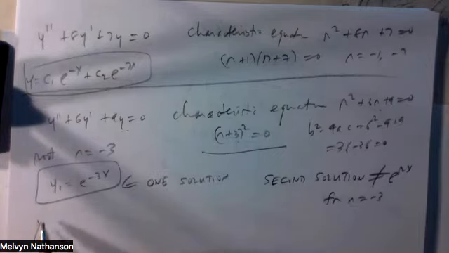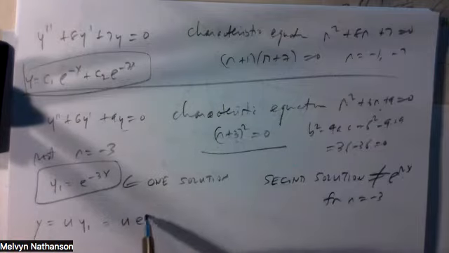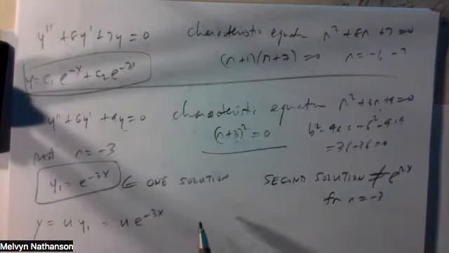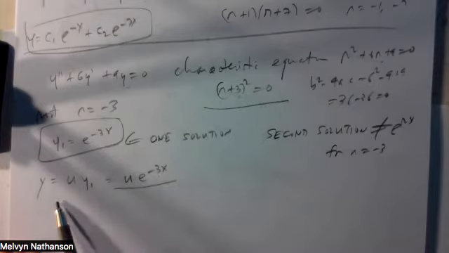So, as an experiment, or by repeating the idea that worked in the situation in the past, suppose we let y be some function u times y1. That is, we let y equal u times e to the -3x. And can we find a function u such that u e to the -3x solves this equation? So let's try to do that.